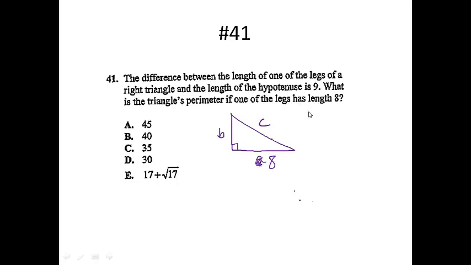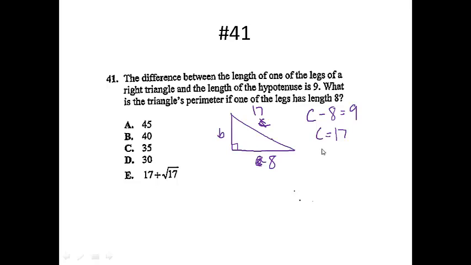The difference between one of the legs and the hypotenuse is 9, so I know the hypotenuse, because it's the longest side, minus one of the other sides, I'll just use the 8, will equal 9. So if I solve this, C would have to equal 17. So the hypotenuse is going to have to equal 17. And I just used the 8 because at least then I had only one unknown instead of 2.